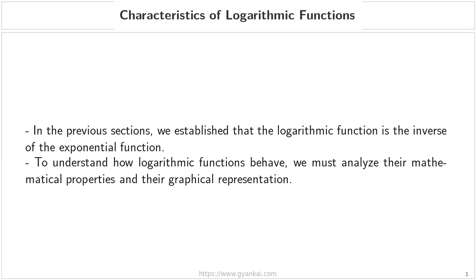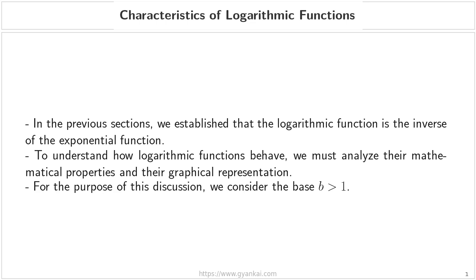Now, to truly understand how logarithmic functions behave, it is not enough to simply know the definition. We must carefully analyze their specific mathematical properties and examine their graphical representation. By doing this, we can visualize how the function moves and where it is restricted, which we will explore in detail in the coming slides. Finally, to keep our analysis consistent and clear for this discussion, we will assume that the base, b, is greater than 1. This specific condition will allow us to identify the standard growth patterns and characteristics of the logarithmic curve.